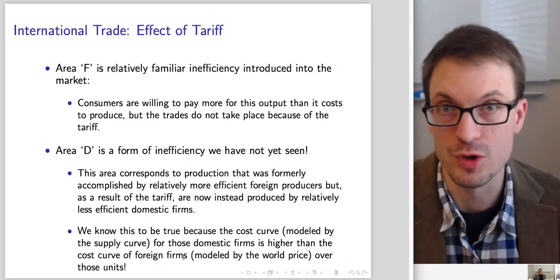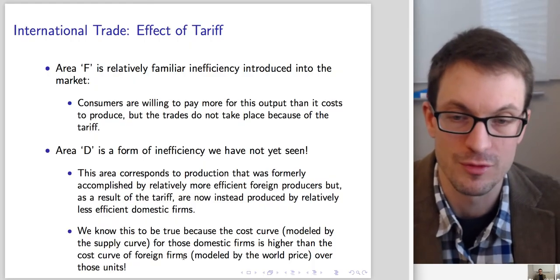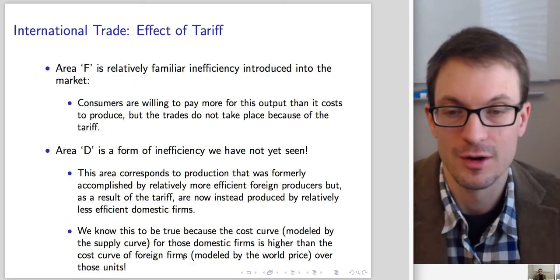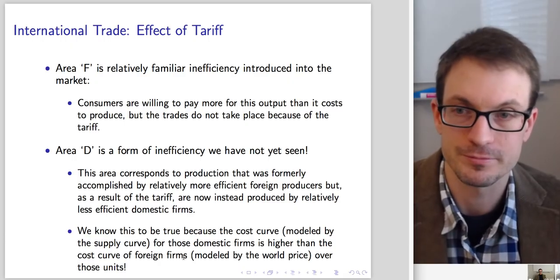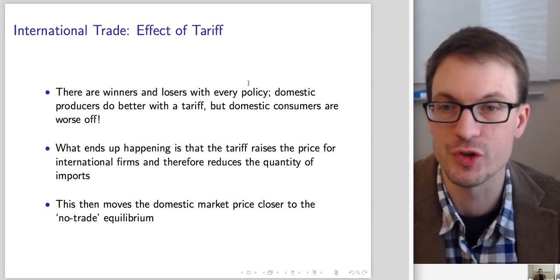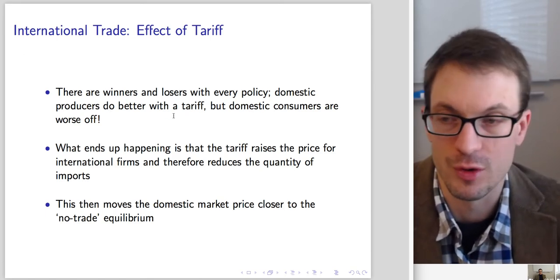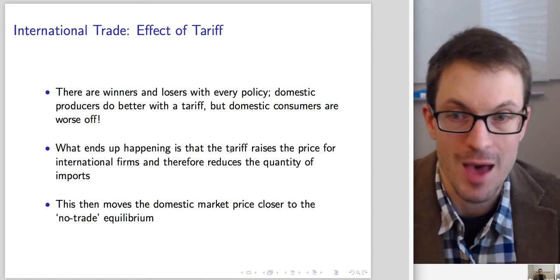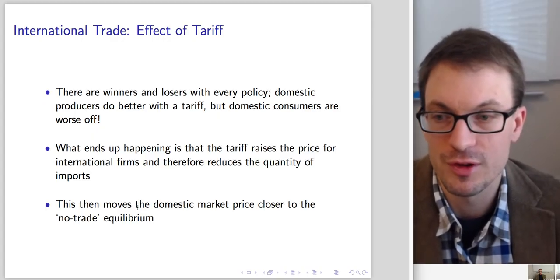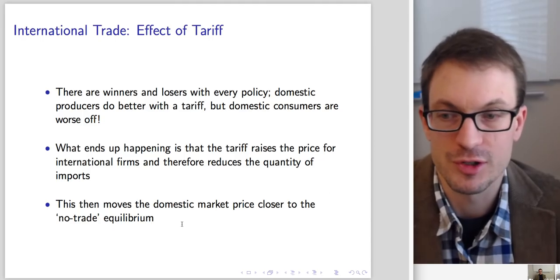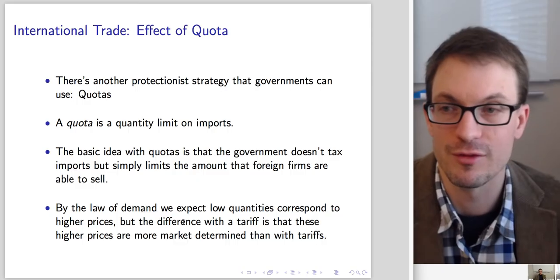Is this good? Do we want this tariff? I don't know. It's sort of an empirical question, and it's one for debate. There's a lot of nuance here, right? But clearly, the effect on market efficiency is clear. Okay, so there's winners and losers with every policy. Domestic producers do better with the tariff. Domestic consumers are worse off. So what ends up happening? The tariff raises the price for international firms. It reduces the quantity of imports, and it moves the domestic market price closer to the no trade equilibrium. So that's just the pure effect of the tariff.